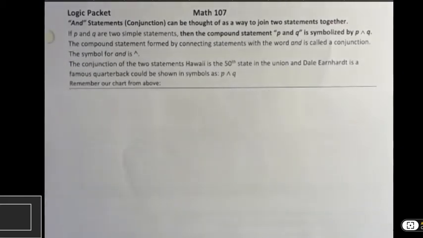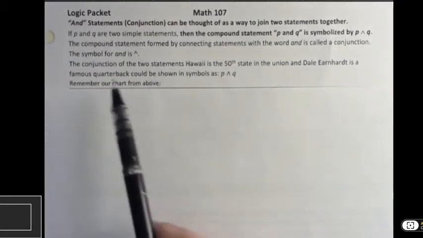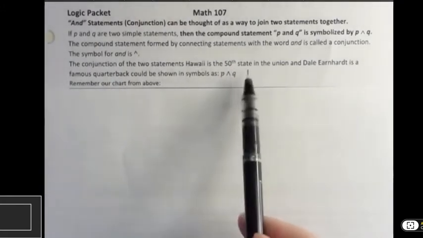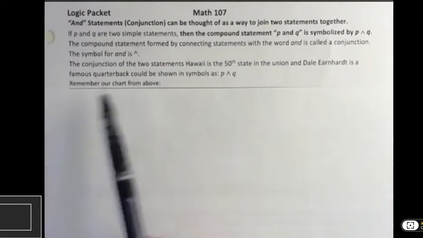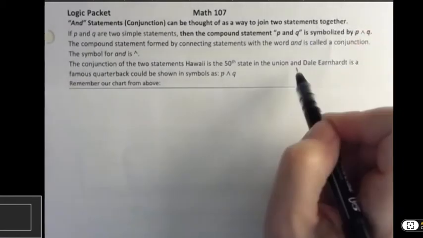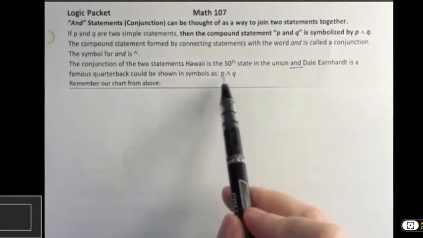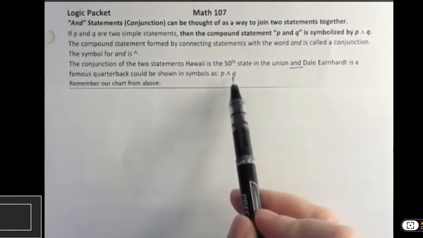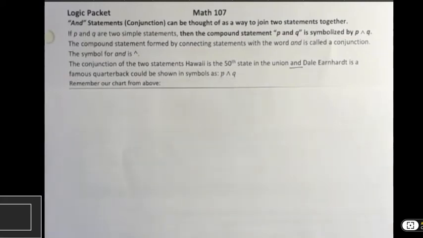So if we were talking about our two statements from before, where we said Hawaii was the 50th state in the Union and Dale Earnhardt is a famous quarterback, we could put those together and use that word and. That would be P and Q in symbols, because we connected Hawaii and Dale Earnhardt there.